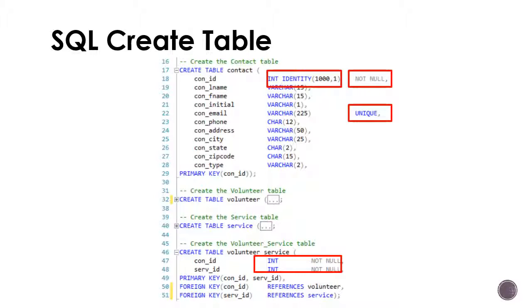Note the choice to use int identity as primary key in the contact, service, parrot, and encounter tables, with the 1000 sequence identifying a contact, 3000 a service, 5000 a parrot, and 6000 an encounter. There is a unique constraint on the email address to assist in avoiding duplicate records. The volunteer service composite table uses a composite primary key of the contact and service primary keys.